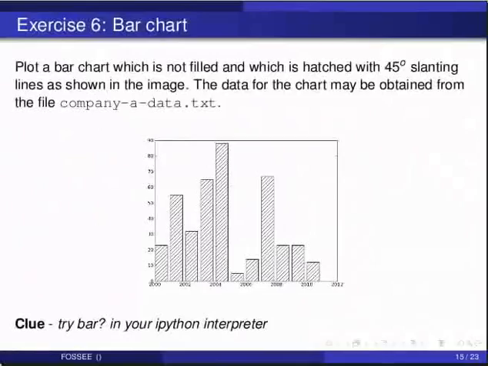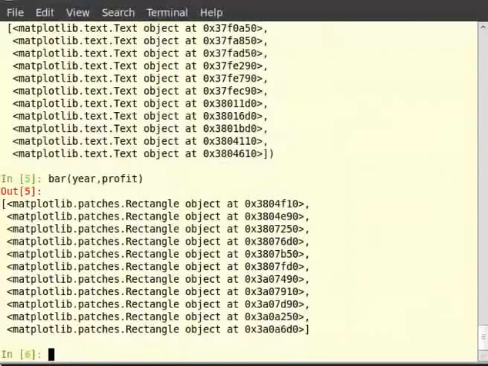The data for the chart may be obtained from the file company-a-data.txt. So type bar within brackets year comma profit comma fill is equal to false comma hatch is equal to, within single quotes, slash. Hit enter.